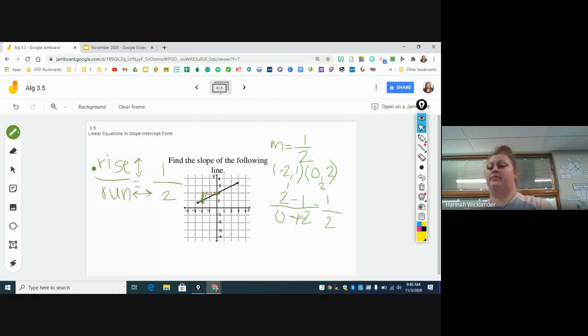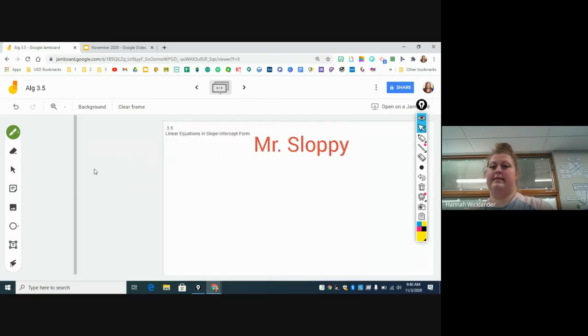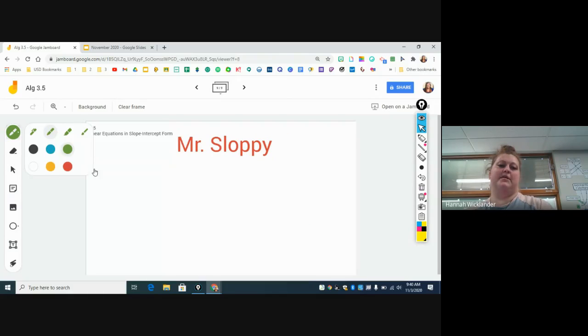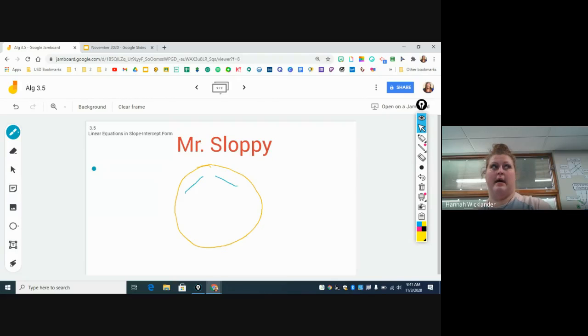So then that is kind of all I have for the lesson today. One last thing that Mr. Escovedo showed me that I just thought was kind of cute. He calls this Mr. Slopey. And so an easy way to remember your slope is he draws a positive slope and then a negative slope, a no slope, and a 0 slope. So that's 0, no slope, positive, negative. So it's kind of just a fun little way to remember slope.